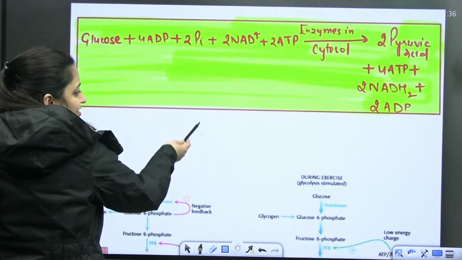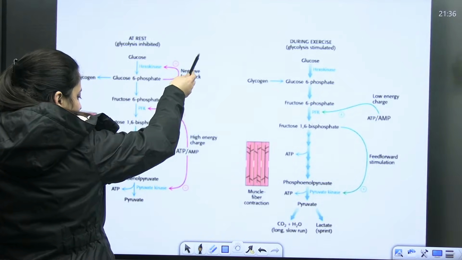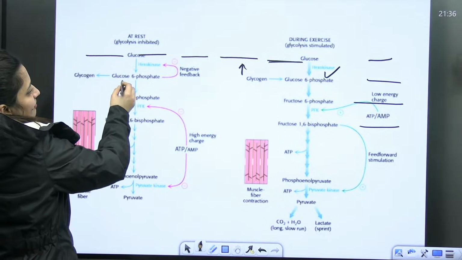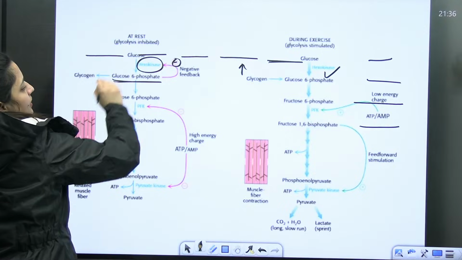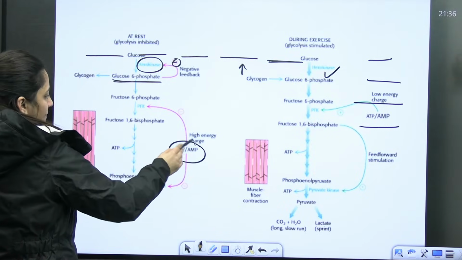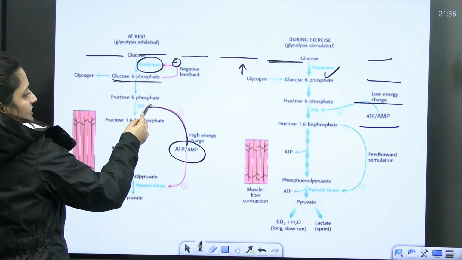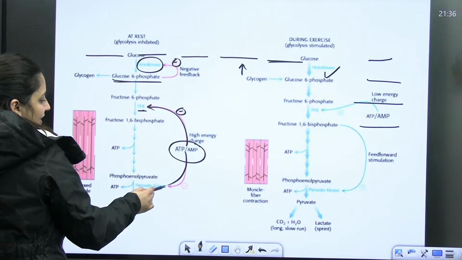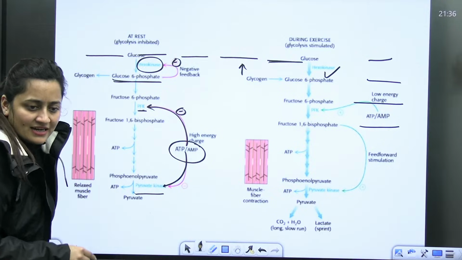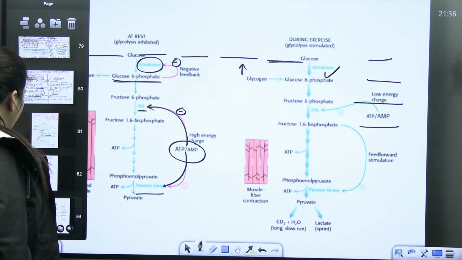Sure. So this is the flowchart, students. Please have a look here. You can see very clearly that glucose 6-phosphate can have negative feedback on hexokinase. ATP, AMP, and even citrate negatively inhibit PFK, phosphofructokinase, and pyruvate kinase. Am I clear? Sure?